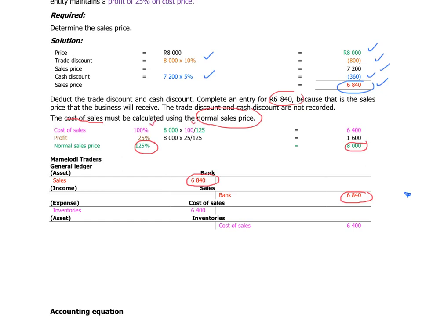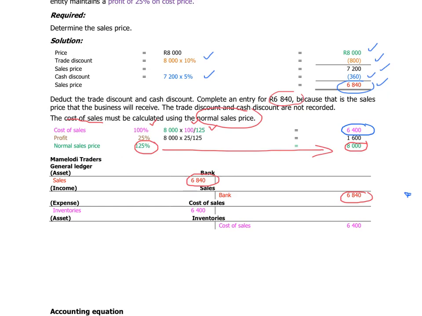So I will multiply it with 100 and divide it by the one that's known, and the one that was given to us was the normal sales price, so I will divide it by 125. And that calculation will determine what is the cost of sales figure. So the cost price of the goods when we purchased it was 6,400, and we sold those goods for 6,840. I also have to do a recording now for the 6,400.